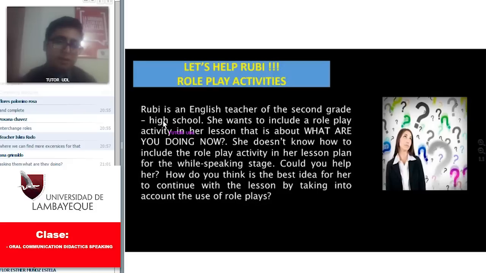Okay, remember that in this case, the use is present continuous. So they need to tell each other what they are doing at that time. Yes? Yeah, maybe you can make a group of two. Okay, one student is calling the other and they are going to start asking questions.